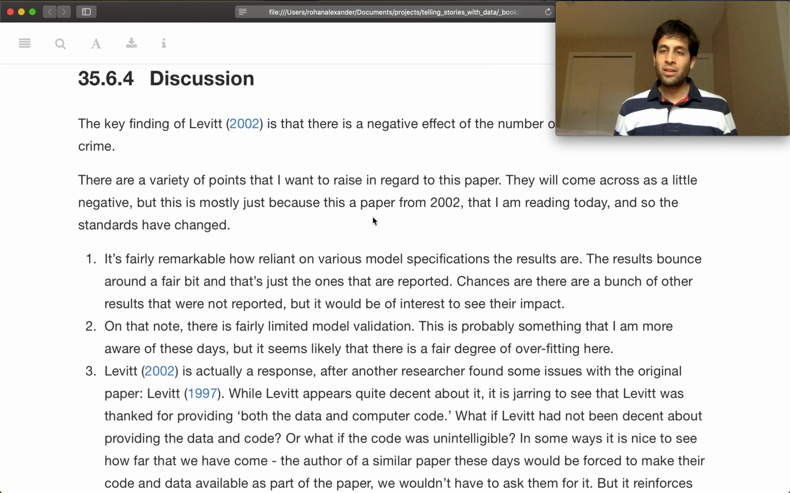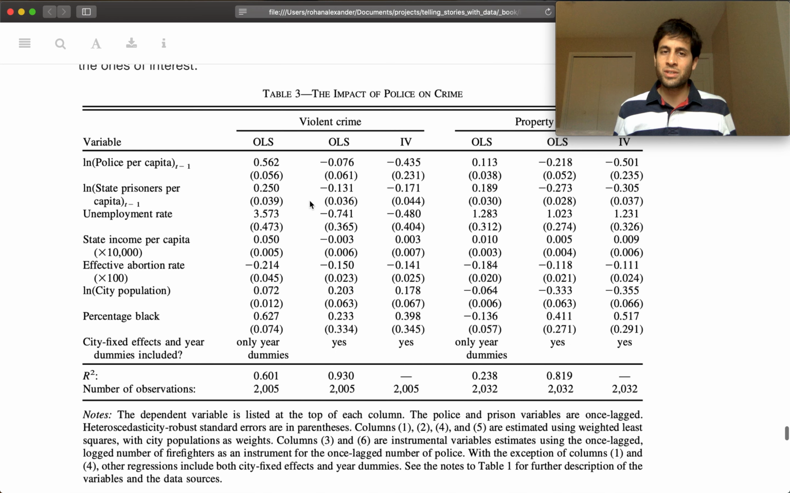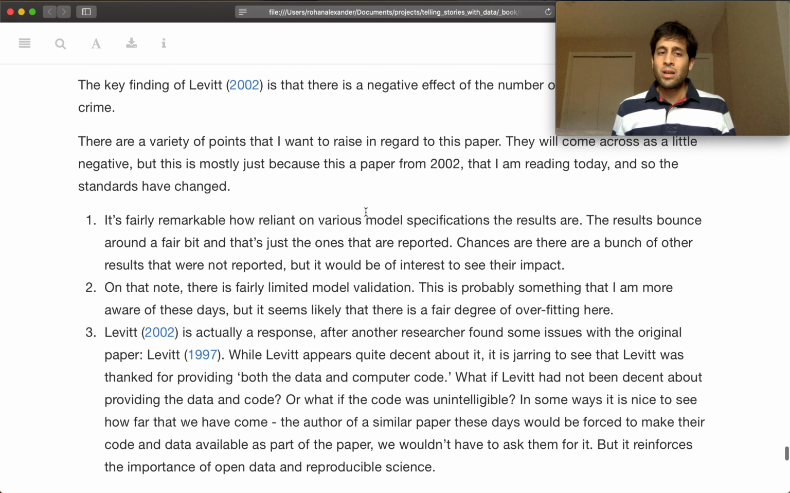But it's fairly remarkable just how reliant the results seem to be on the various model specifications. The results bounce around a whole lot. You can see that just in those results tables, and these are the results that he actually published, right? You can imagine how many results there are that he didn't publish. And so this is certainly a paper that just screams out to be reanalyzed because of this.